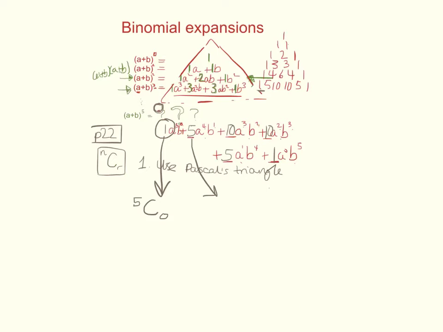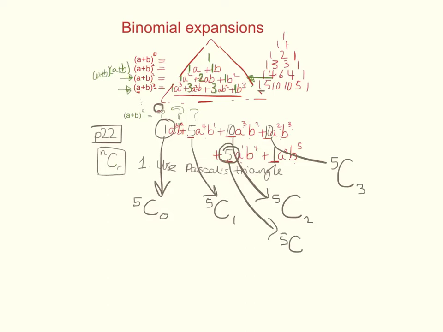Okay, and then this one will be 5 choose 1. This one will be 5 choose 2. This one is 5 choose 3. And that one is 5 choose 4. And this one is 5 choose 5. Okay, so this is how we write it.